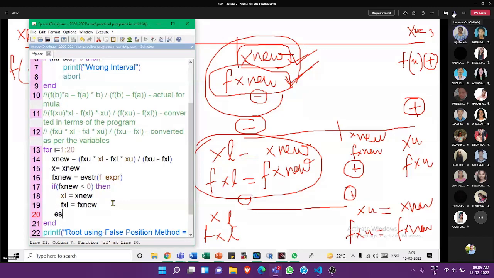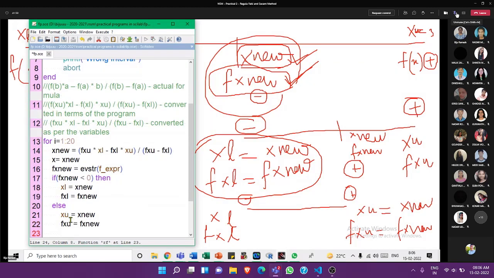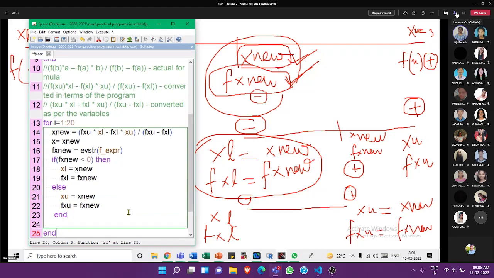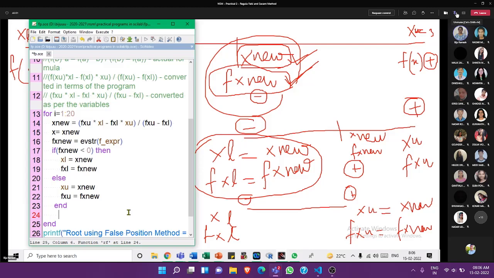And if it is positive, what should I write? If it is positive, you see here, this has to be written. So I'm going to write that XU is equal to X new and FXU is equal to FX new. That is all. Hope it's clear, students. This will get repeated how many ever times you want.